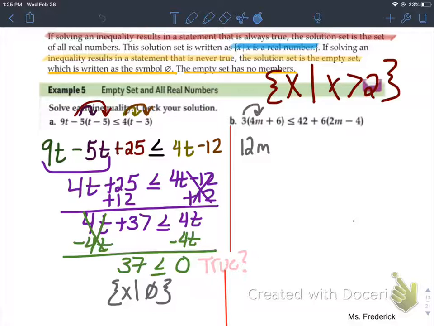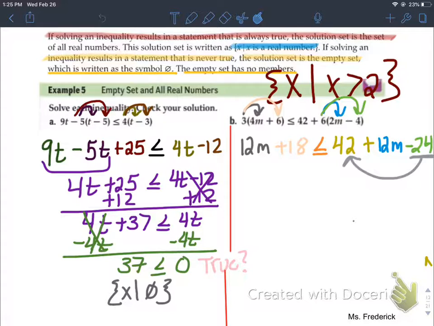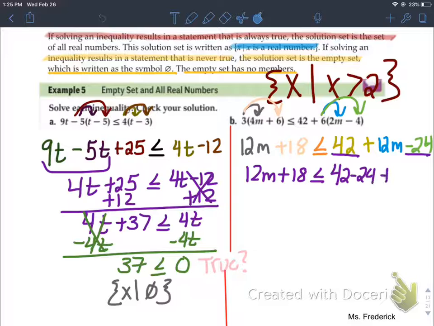Now in example B, distribute again and simplify. So now I can combine like terms. One thing that I've noticed we have a hiccup on is we like to add this 24 over to the 42. That is incorrect because it's not moving it to the other side of the inequality or equal sign. So instead what we can do is just rewrite the problem so that we can have those two terms next to each other. If you can do the equation without rewriting it, that is fine. So here I just rewrote it so that 42 and 24 were next to each other.